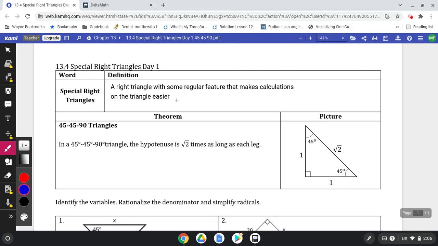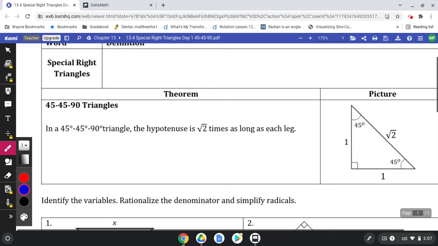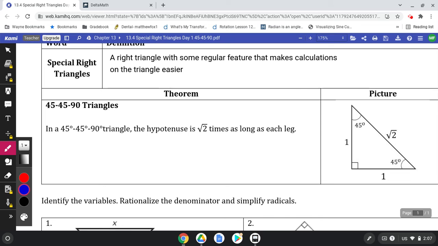If you were taking notes, you don't necessarily have to write this down, but special right triangles are right triangles with regular features that allow us to make calculations very, very easy. The first one that we're going to talk about is the 45-45-90 triangle. In this case, the legs are always the same. It's an isosceles triangle, and the hypotenuse is always square root of 2 times the leg. So we take whatever the leg is, in this case 1, and times it by square root of 2, and we get that right here. So this is always true.